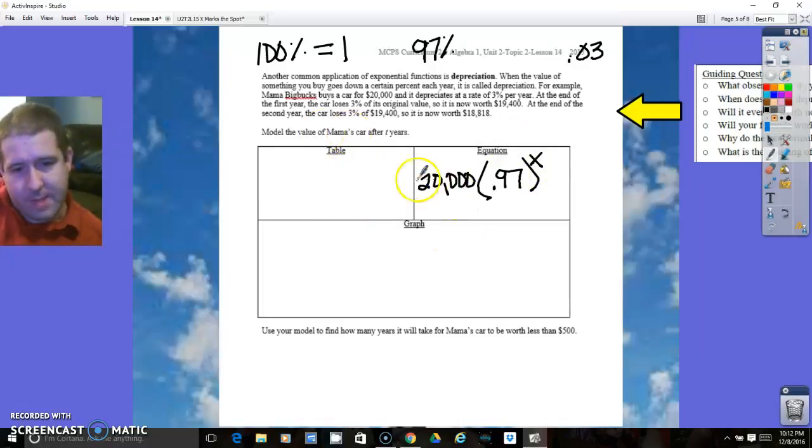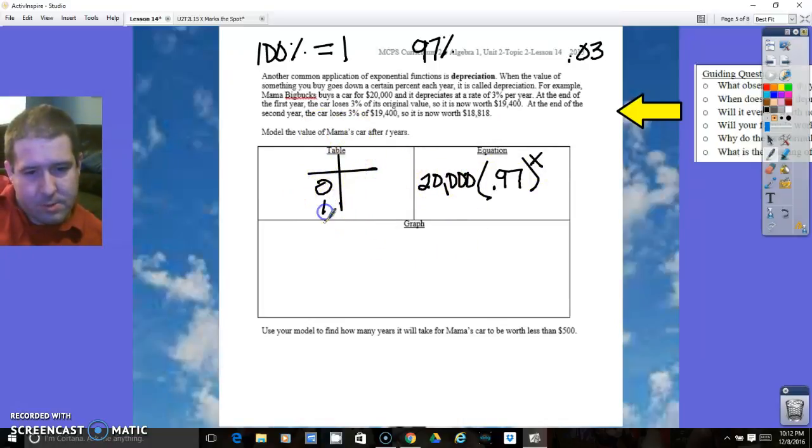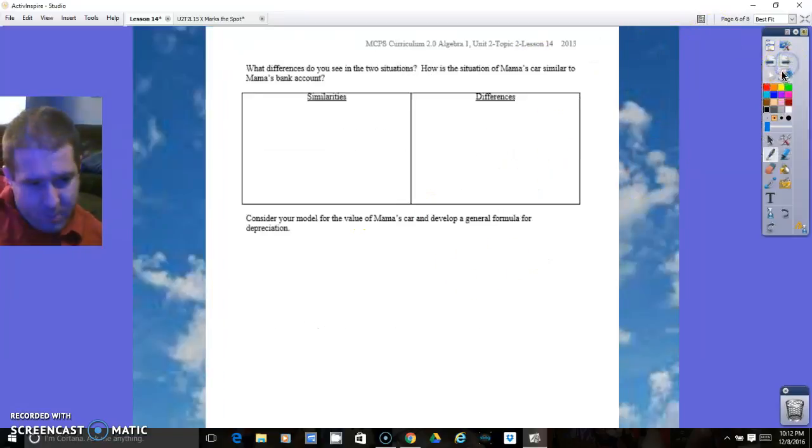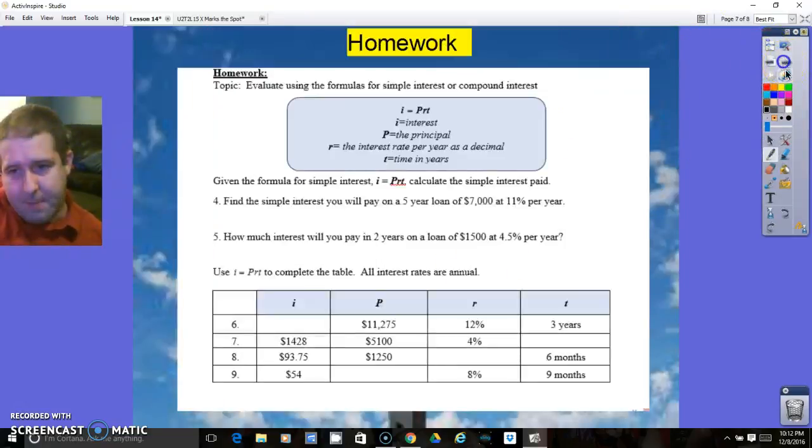So I would go through the exact same thing so I can set up my table. If it's gone 0 years, it would stay the same, so it would still be 20,000. And then just keep multiplying 20,000 times 0.97 with your calculator, and then graph it just the same as I did before. I'm going to skip through this since I've talked about exponential growth and decay. Growth meaning adding to 1, and decay meaning subtracted from 1.